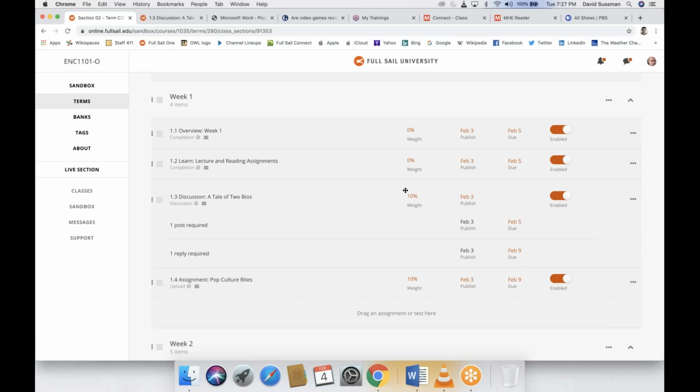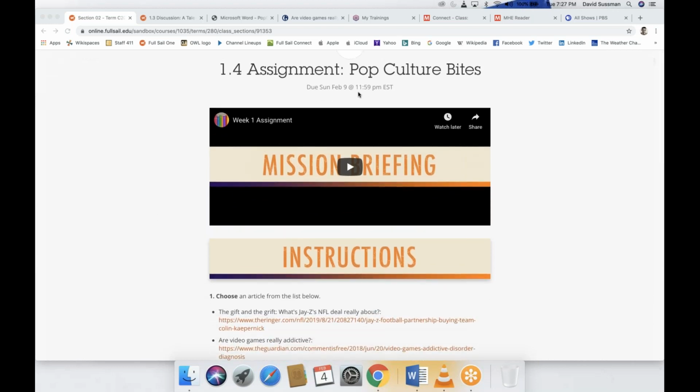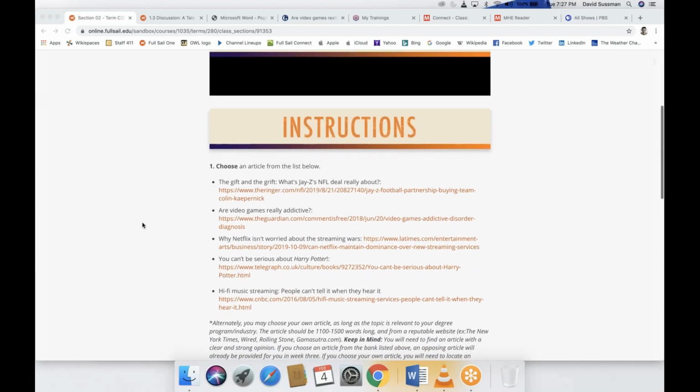This is due Sunday. I mean, they're technically both due on Sunday, but this is kind of the more major activity, though they're worth the same percentage points. So they're both worth 10%. So let's take a look at this. So despite the title, Pop Culture Bites, this is much simpler than this.